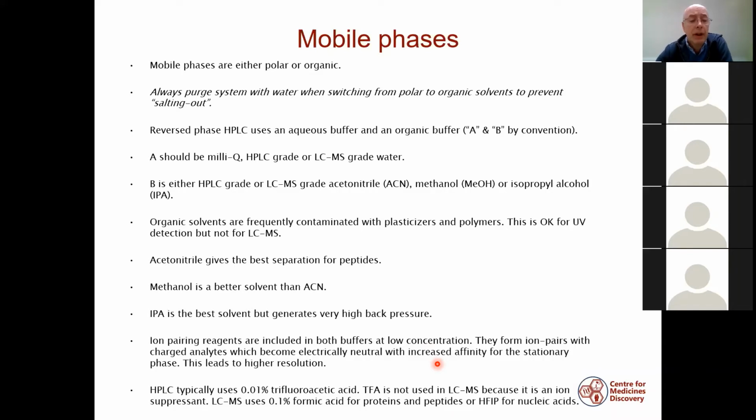Typical ion pairing reagents in HPLC might be trifluoroacetic acid, 0.01%. However, TFA is not used in electrospray, and the reason for that is it is an ion suppressant. So in electrospray mass spec, LCMS, we use 0.1% formic acid.